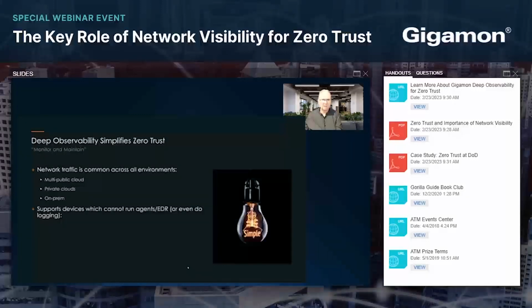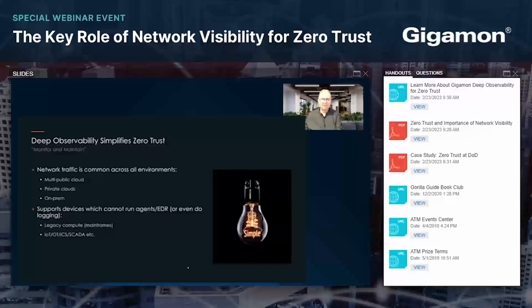We can't ignore these things that are just complex. We've got to actually monitor them to properly maintain them. So things like the mainframe, which we talked about before, yeah, it can probably do logging. It probably can't run an EDR agent. Why don't we monitor it from the outside? Why don't we look at what it's doing on the network?